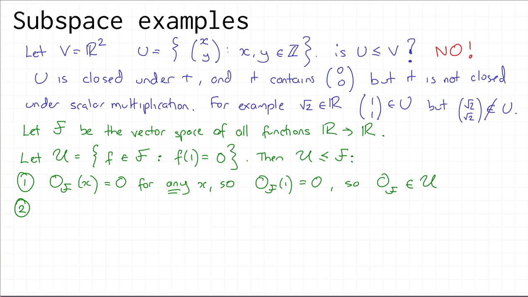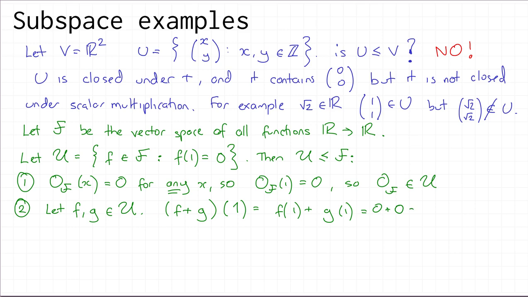Property 2 is closure under addition. So I have to take two elements in U and show that their sum is in U. So let's take two elements f and g in U. Then I want to check, is f plus g an element of U again? You'll remember the definition of f plus g was that if you evaluate f plus g at 1, then the result is f of 1 plus g of 1. Now here, because f and g are in U, that's 0 plus 0. So f plus g is still an element of U.